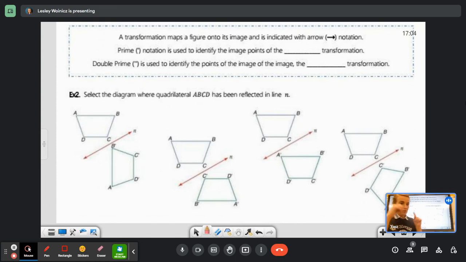The prime notation, the little apostrophe, is used to identify image points for the first transformation. So if only one transformation has occurred, that's the prime. The prime notation tells which one is the image, as opposed to the pre-image. Okay, if we do double prime, that means it's been transformed twice. So that's the image of the image, or the second transformation.